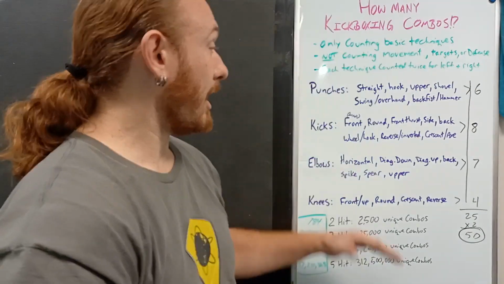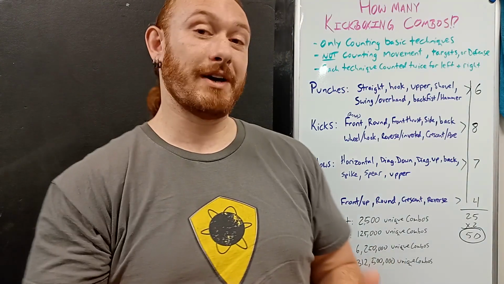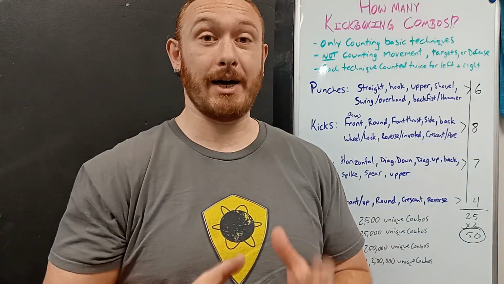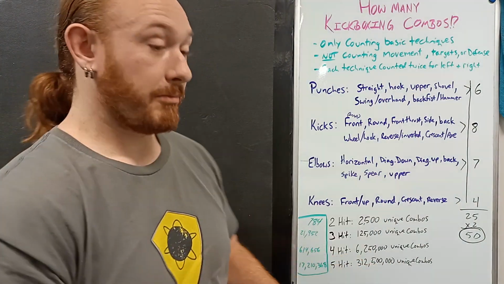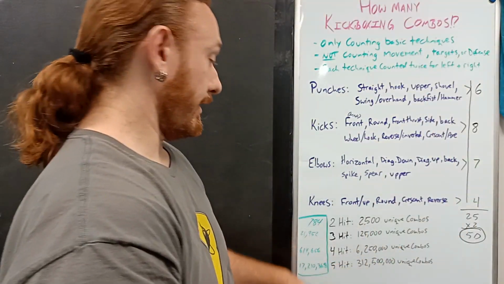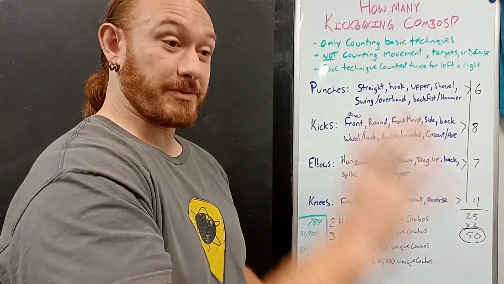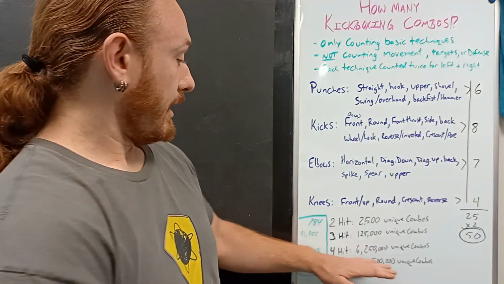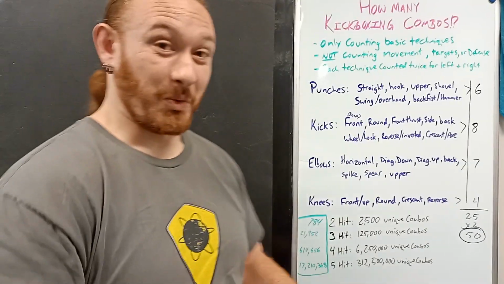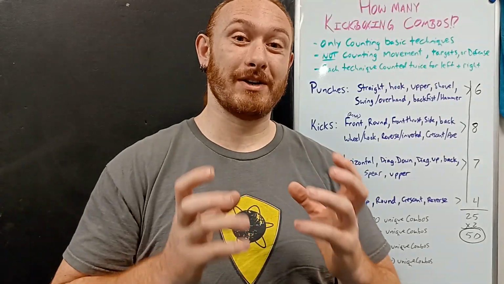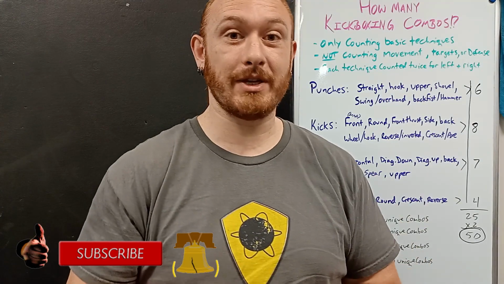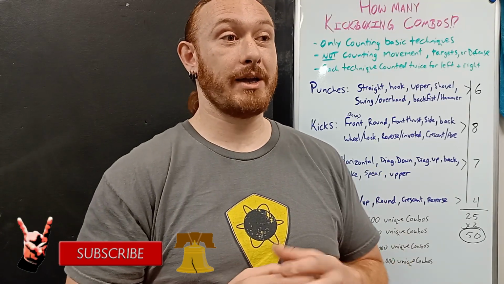Just for a 3-hit combo, with this limited set of moves, you have 125,000 options, which is massive, absolutely massive. If we go down to 4-hit combos, right? Multiplied by 50 again. 50 raised to the power of 4, 50 times 50 times 50 times 50. 6 million. So when we say there are millions of moves or millions of ways to do things, this is kind of what we're talking about.